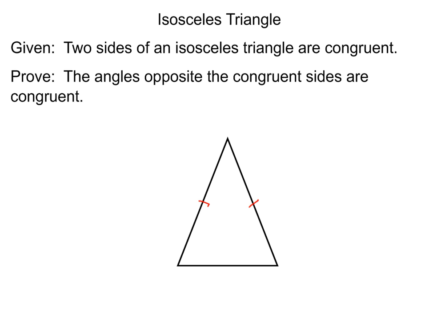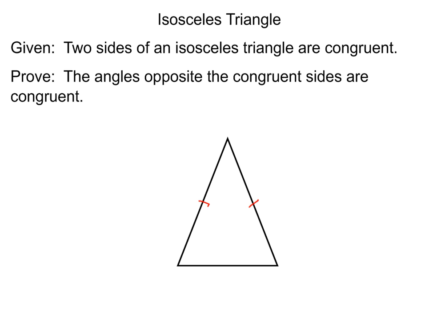Now when I say opposite, I mean the side, or the angle, that does not touch the side. So if we're talking about this side right here, these two angles are adjacent to it. They touch it. This angle over here is opposite that side because it doesn't touch it.